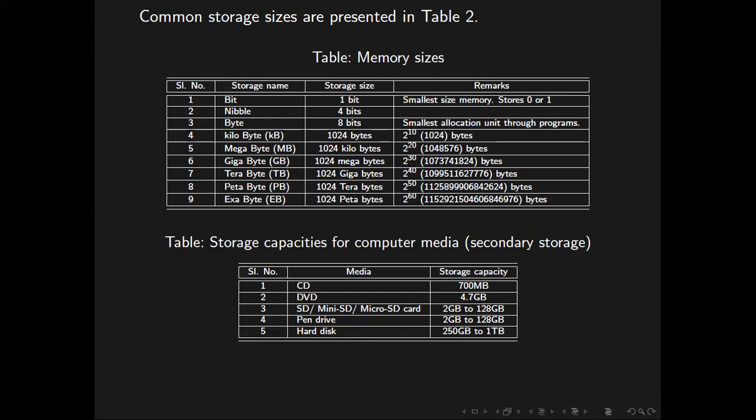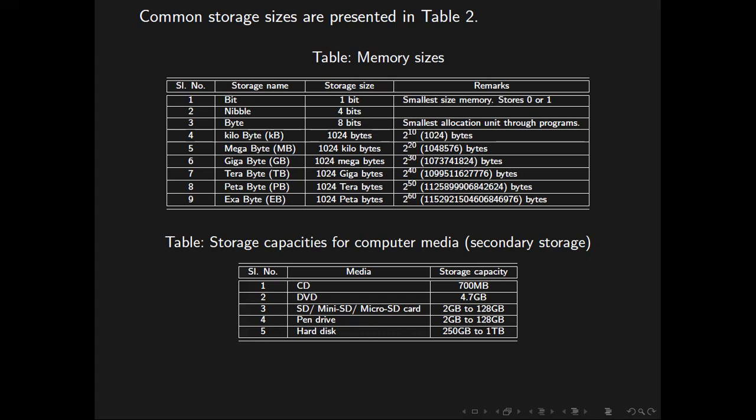Nowadays we have storage devices. The first one, CD, is no longer used. Although CD was in use, it's no longer used. 700 MB is the normal storage capacity for a CD. Compact disc can store up to 700 megabytes.